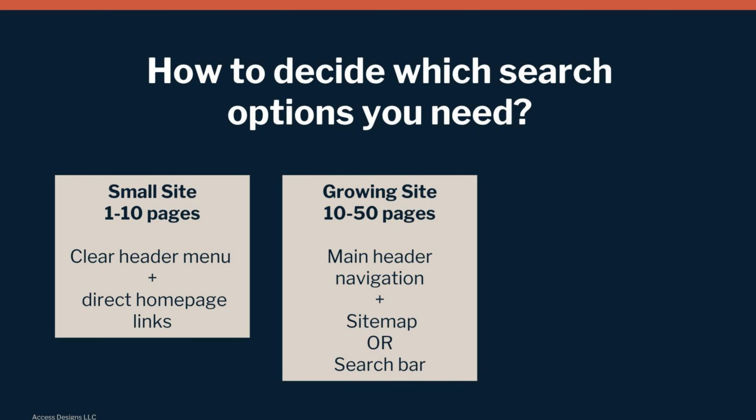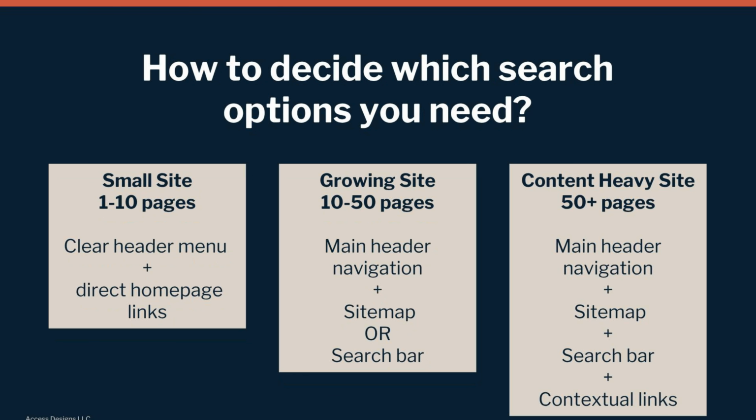So how do you decide which methods your website needs? Here are a few tips. If you have a small site, like 1 to 10 pages, a clear header menu plus direct homepage links is sufficient. A growing business with 10 to 50 pages should have a primary main navigation and either a sitemap in the footer or a search bar in the header or footer.